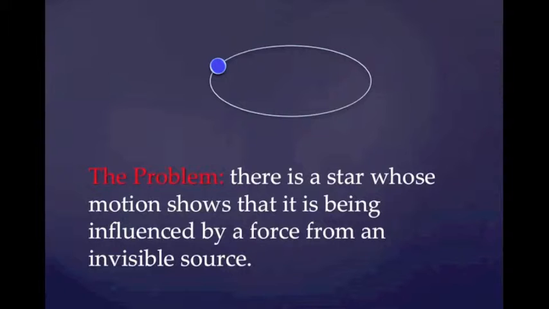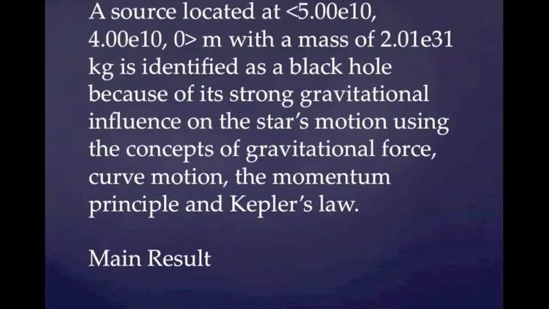The problem is that we have a star whose motion is obviously being influenced by a force at a certain location, but we are unable to see the source, and therefore it's hard to detect the mass. The main result is that using the various principles of curving motion, gravitational force, Kepler's law, and the momentum principle, we're able to calculate the mass of the black hole.